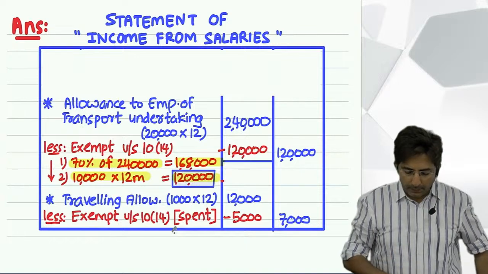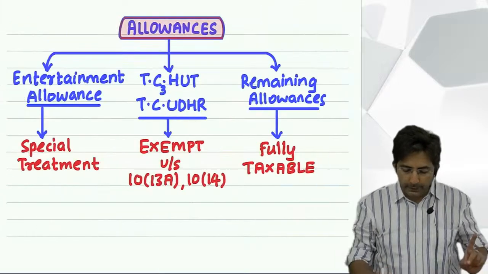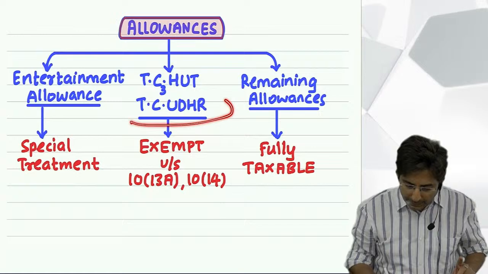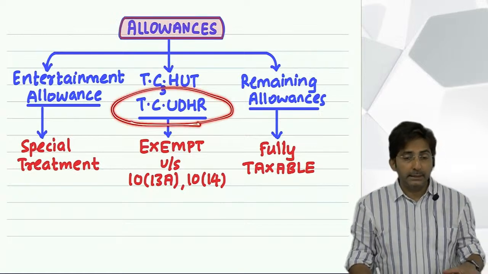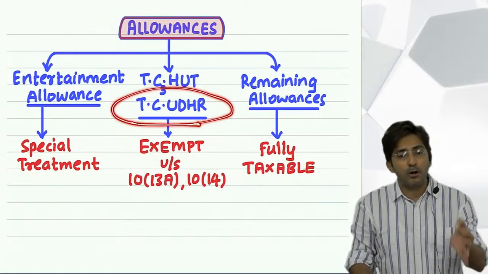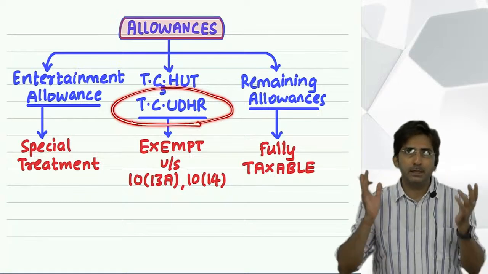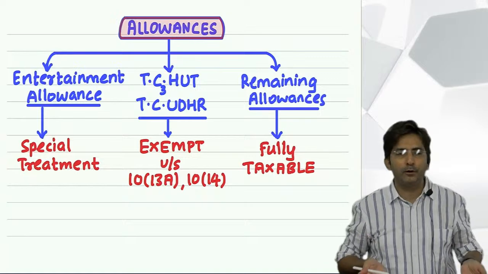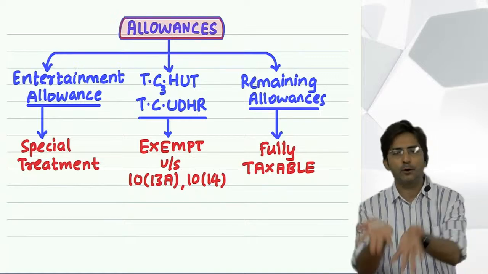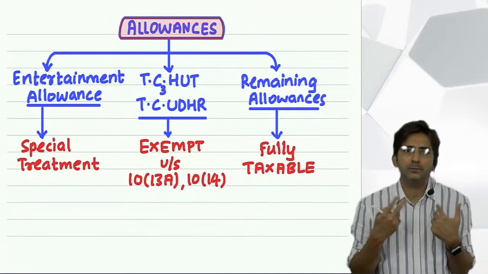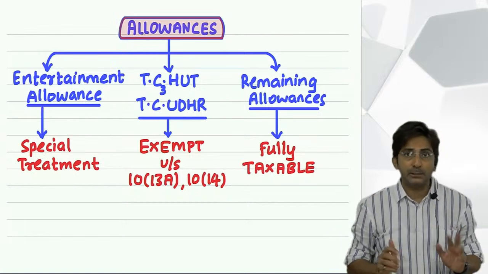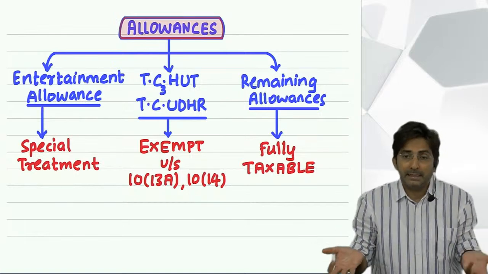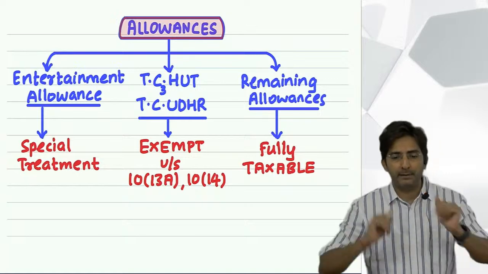So this was helper allowance. See, I told you at the start, all the allowances have the same rule. The reason is that all allowances are for office purpose. And what is the mentality of the government? Whether it is traveling, conveyance, or uniform, after all, everything is for office purpose. So for us, it's one and the same. That's why the rule is one and the same. The exempt amount depends on how much you spent.